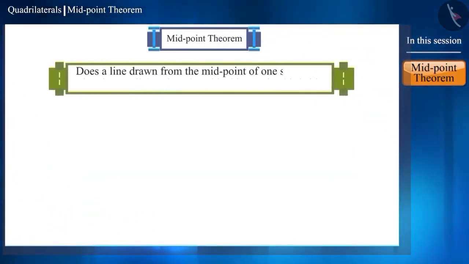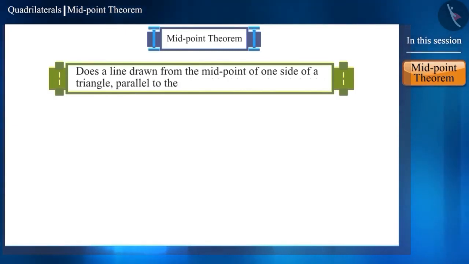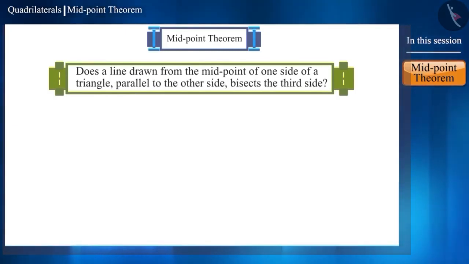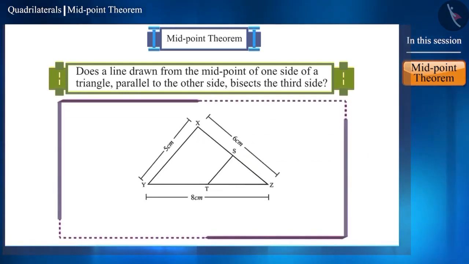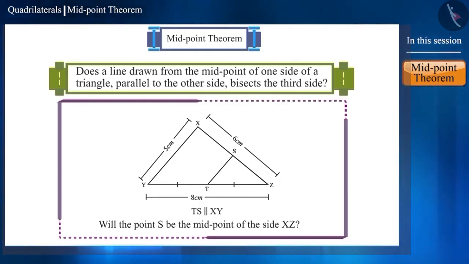Does a line drawn from the midpoint of one side of a triangle parallel to the other side bisect the third side? Friends, you can perform an activity for this. In triangle XYZ, side YZ is 8 cm, side XZ is 6 cm, and the side XY is 5 cm. Point T is the midpoint of the side YZ. Line segment TS is parallel to the side XY. So, will the point S in here be the midpoint of the side XZ?